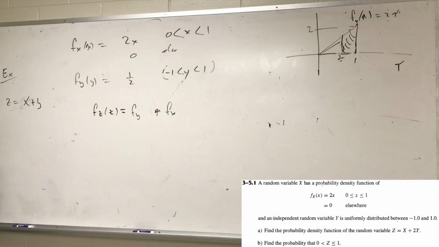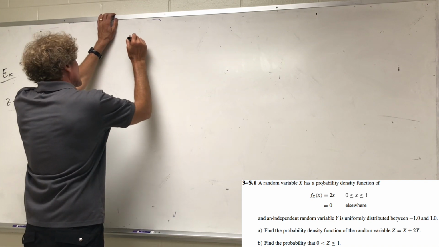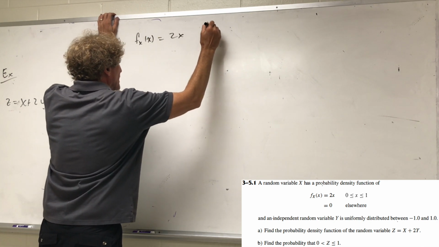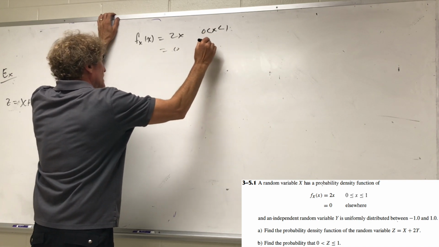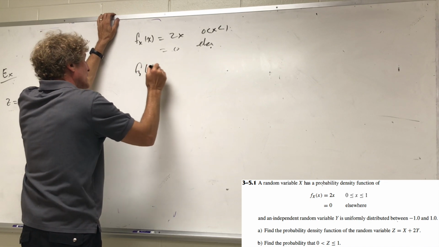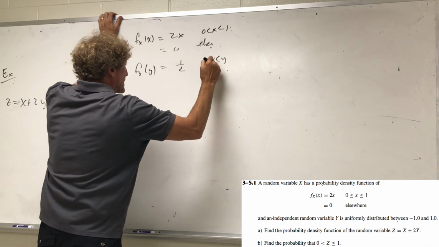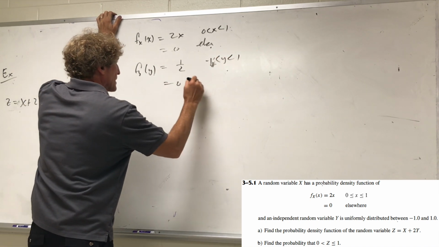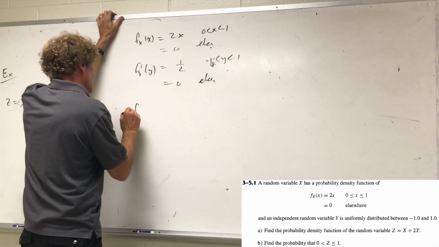Now, let me make one comment. Suppose this is x plus 2y, right? When you look at this function, x plus 2y, f of x is just equal to 2x for x greater than 0, less than 1. I think that's right, 0 else, right? And f of y here is equal to 1/2 for y greater than minus 1, less than 1. Isn't that right? And 0 else. I'm just restating what it is. Correct, class? All right, now what is f of z?